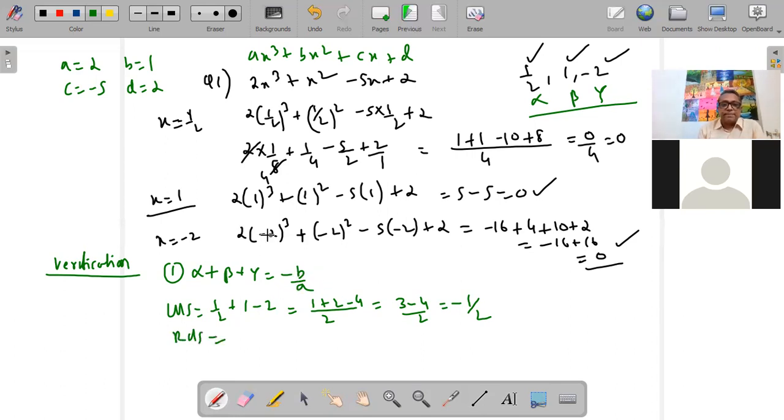So minus B by A. B is 1. So I'm going to get minus 1 by A, that is 2. So I'm getting LHS equal to RHS. So what have I done? I have done the first verification.